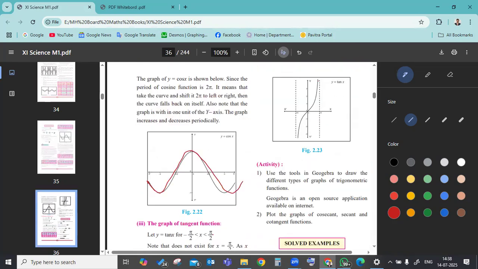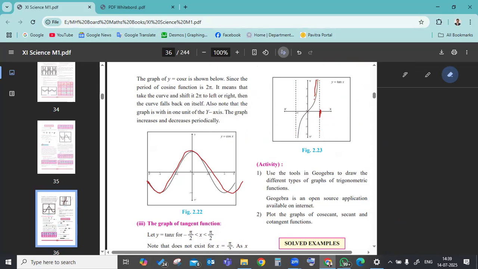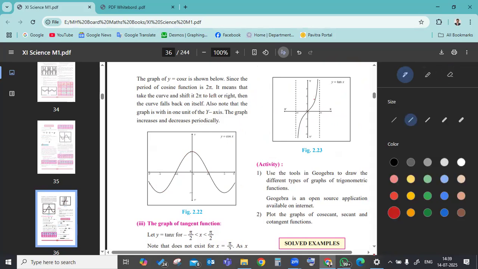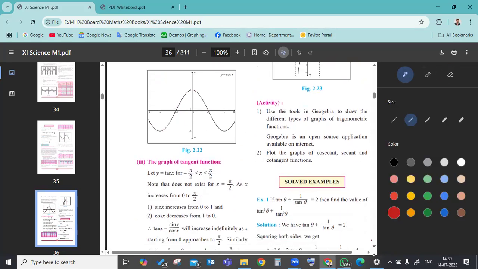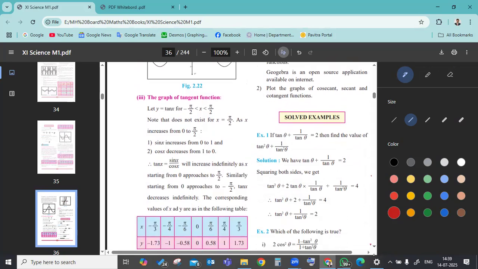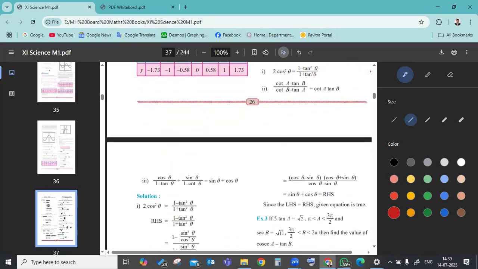This is the graph of tan theta. The domain is restricted here. Otherwise you will be getting parallel graphs of the same type. So this graph is of tan x, or tan theta. Any doubt in it? Graph of sine function, graph of cos function, graph of tan function.